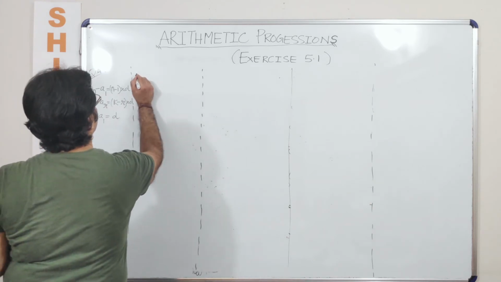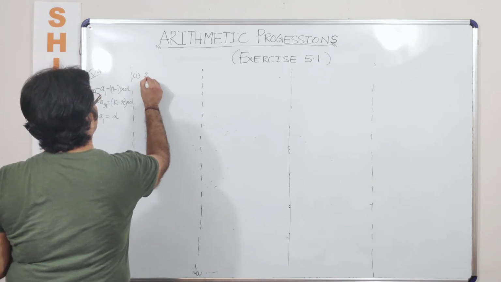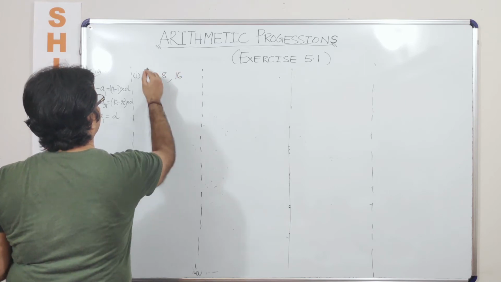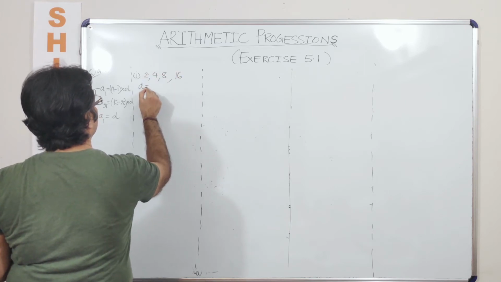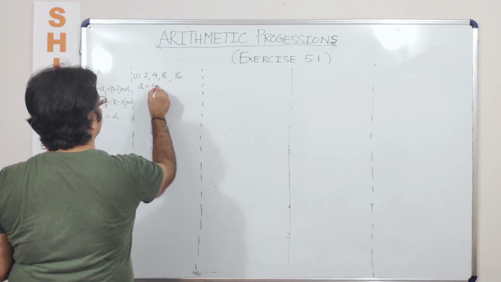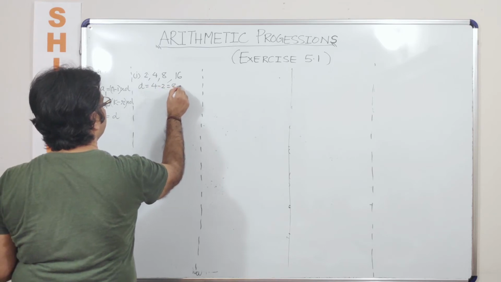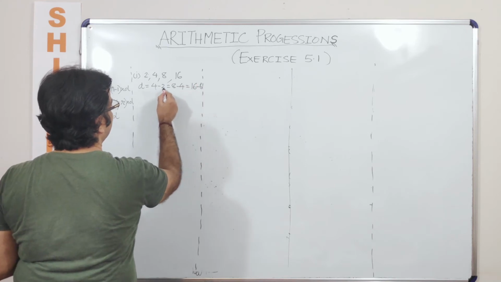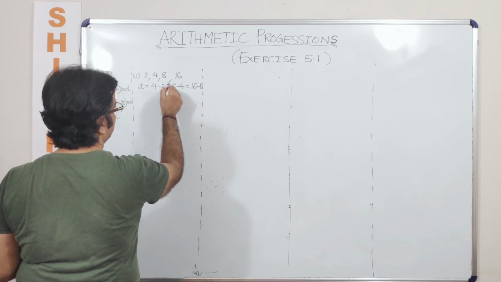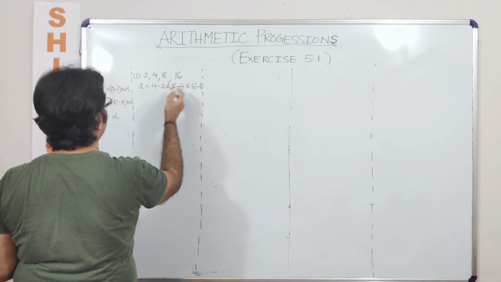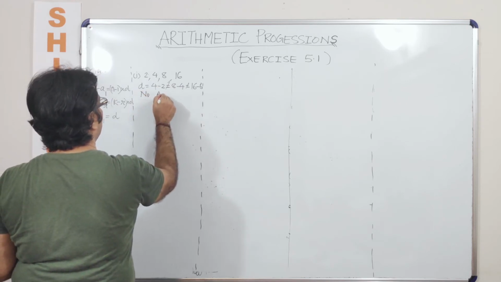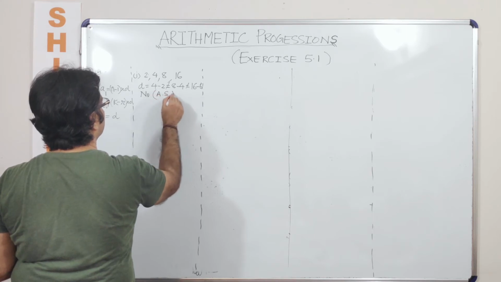So question number 1. 2, 4, 8, 16. First term is 2. What is the common difference here? The common difference should be 4 minus 2 should be the same as 8 minus 4 should be the same as 16 minus 8. Now 4 minus 2 is 2, but it is not equal to 8 minus 4. So does it have a common difference? No. So is it an arithmetic series? No, it is not an arithmetic series.